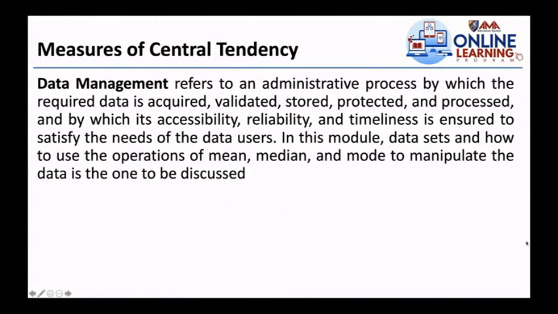Data management, that's already included in the objectives. Data management refers to an administrative process by which the required data is acquired, validated, stored, protected, and processed, and by which its accessibility, reliability, and timeliness is ensured to satisfy the needs of the data users. In this module, data sets and how to use the operations of mean, median, and mode to manipulate the data is the one to be discussed.